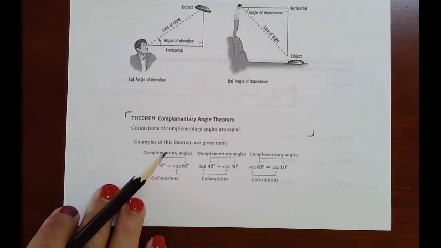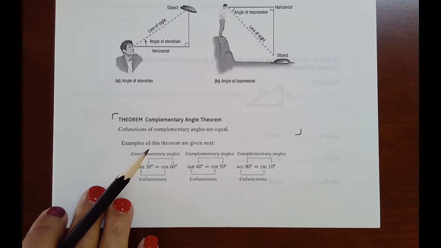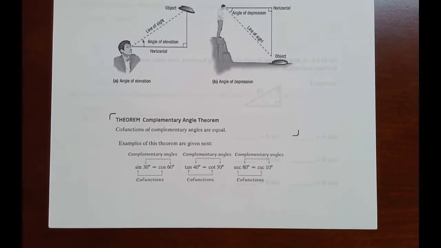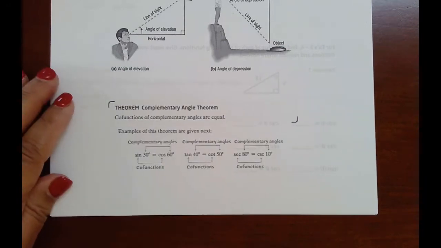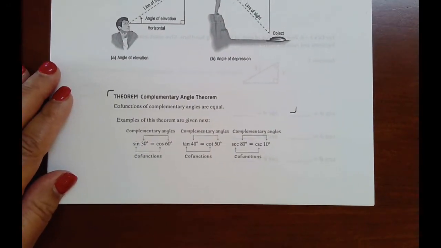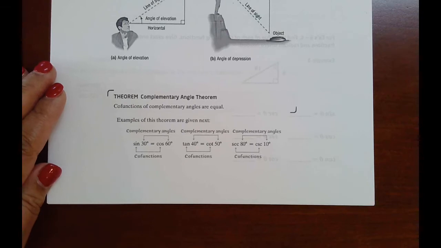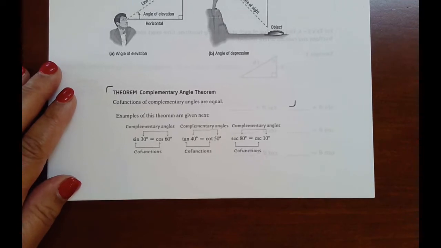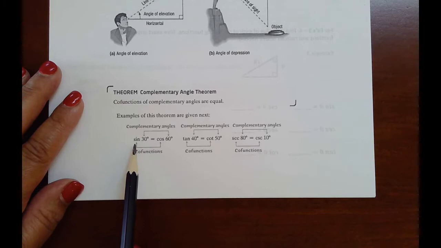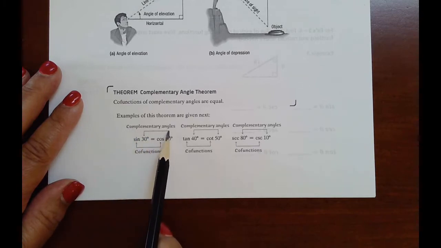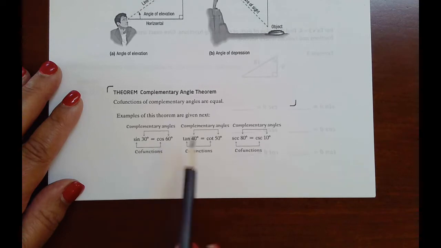Okay, another theorem in this section that we have not used in any of the other sections is the complementary angle theorem. You have to know which trig functions are complementary partners, and memorize these pairs so that you can apply the theorem. The pairs are sine and cosine, tan and cotan, secant and cosecant.